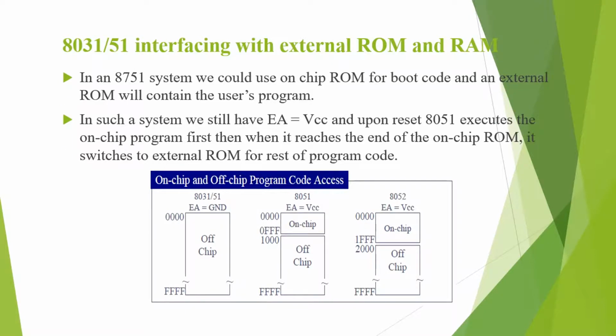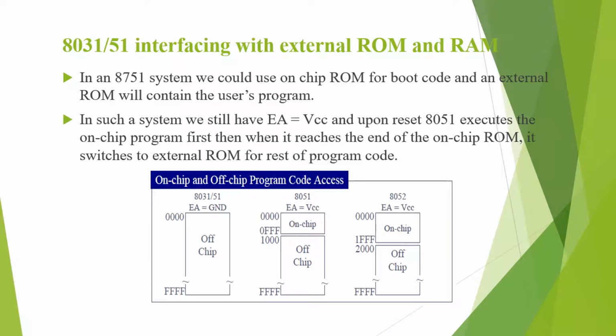There are times when on-chip ROM or off-chip ROM for the program code will be used. So in such cases for 8751 system we could use on-chip ROM for boot code and external ROM will contain the user's program. In such a system the EA pin will be connected to VCC and upon reset 8051 will execute the on-chip ROM program first and then when it reaches the end of the on-chip ROM it will switch to external ROM for the rest of the program code. Figure shows the on-chip and off-chip program code access.